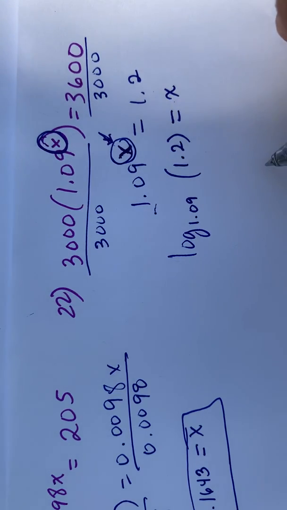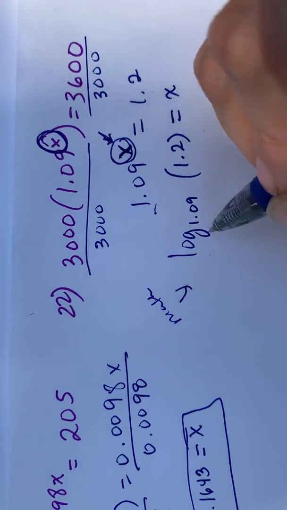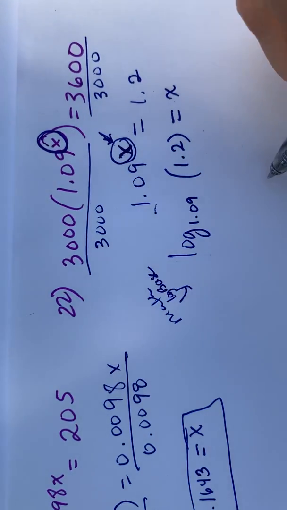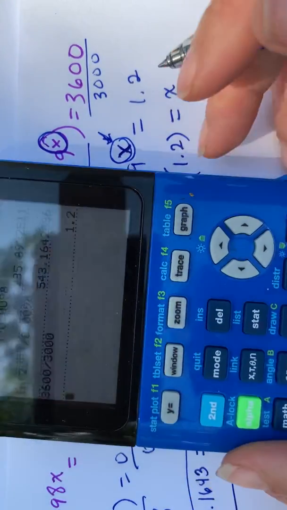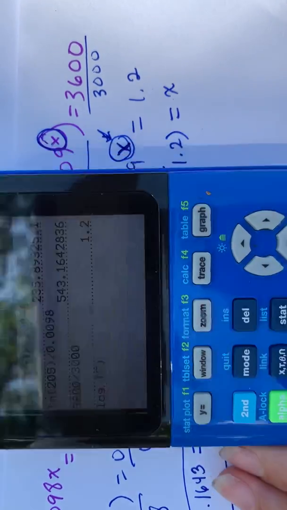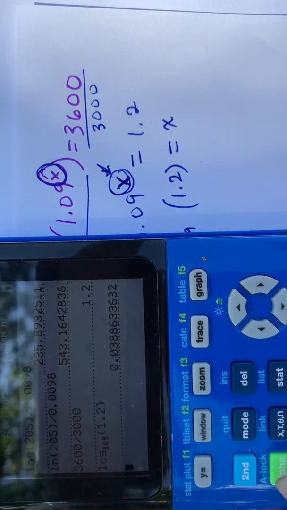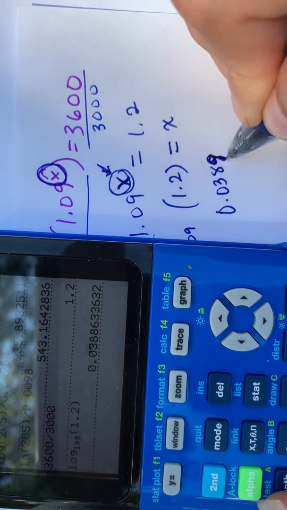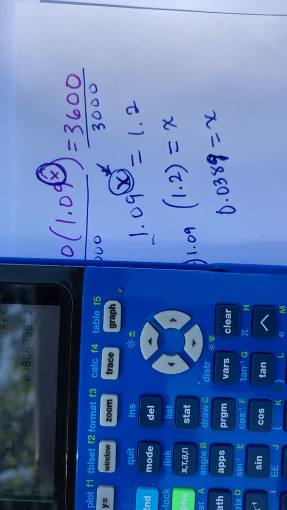And you're going to put this in your calculator. Newer calculators put it exactly how you see, but don't forget to put the math button where it has that log of a base. My older calculators, you're going to use your change of base formula. So let's go ahead. This would be log, we'd have to go to math, go up. So this would be log base 1.09, open parentheses 1.2, and hit enter, and you get 0.0389 equals x.